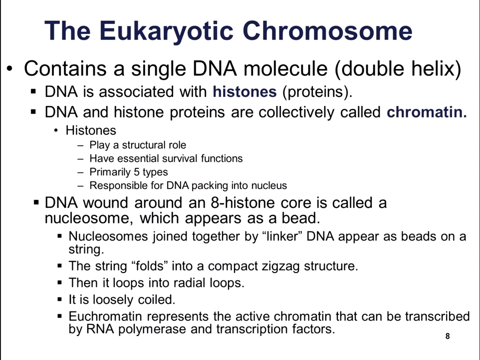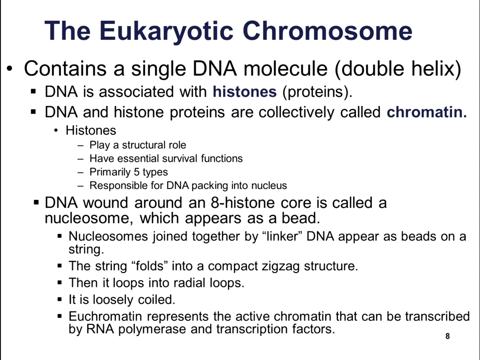Histones play a structural role. They have essential survival functions. There are primarily 5 types of them, and they are responsible for DNA packing into the nucleus. The DNA is wound around an 8 histone core that is called a nucleosome, and this appears to look like a bead.